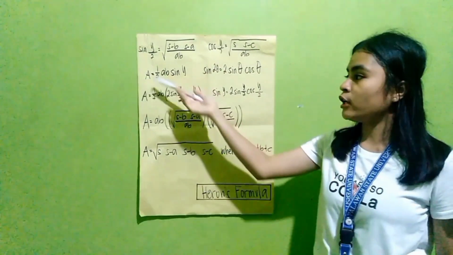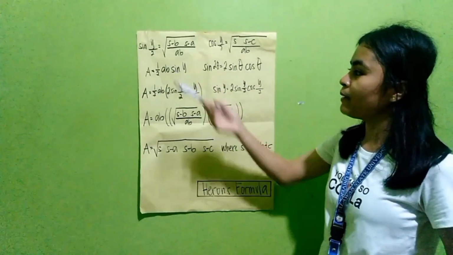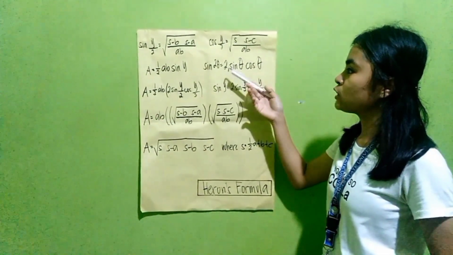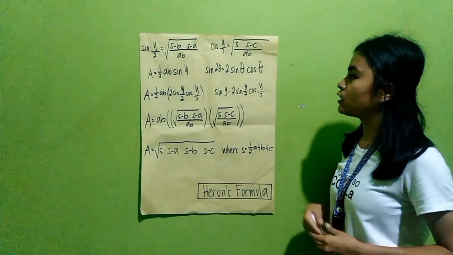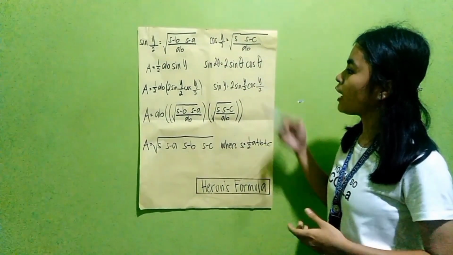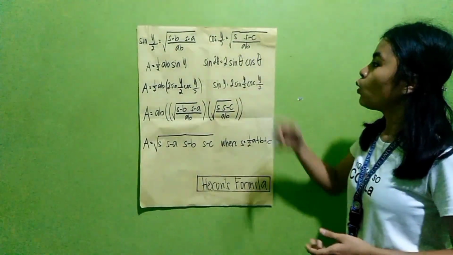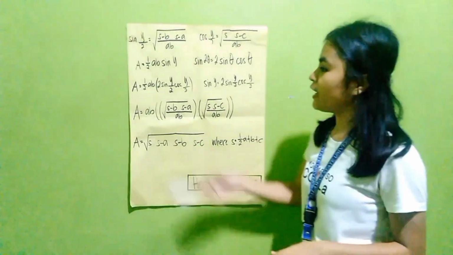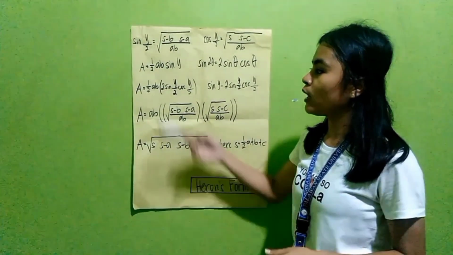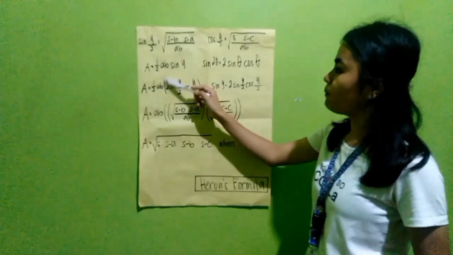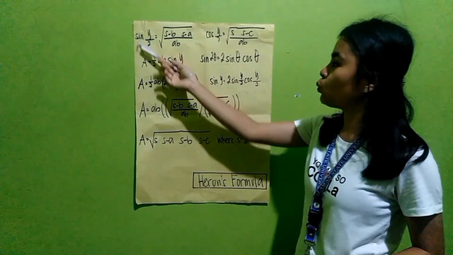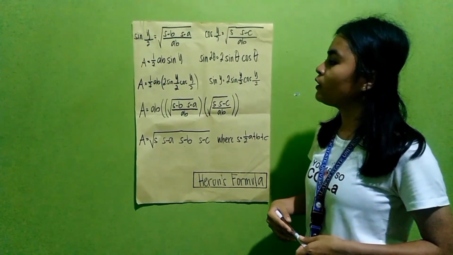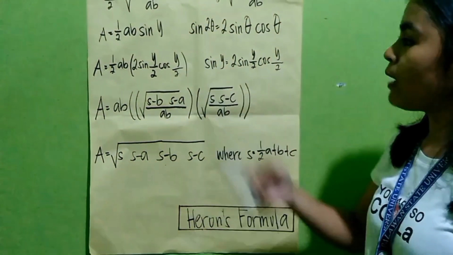The area of the triangle equals 1/2 ab sine gamma. Then sine 2 theta equals 2 sine theta cosine theta. So, in the double angle formula, we must replace theta with gamma over 2. Then, the area of the triangle equals 1/2 AB, replacing this one to be like this: 2 sine gamma over 2 cosine gamma over 2.